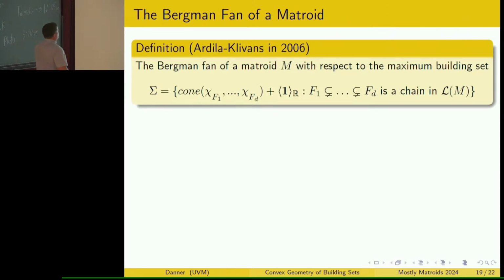All right, in 2006, Ardila and Klivans defined the Bergman fan of a matroid with respect to the maximal building set. Didn't really have space here, but this is indexed by chains of flats. They're non-empty, and the top one is not the full ground set. And you look at the cones. Chi is the indicator vector, right? So we're looking at cones of this.